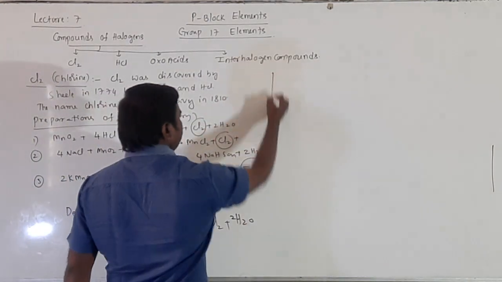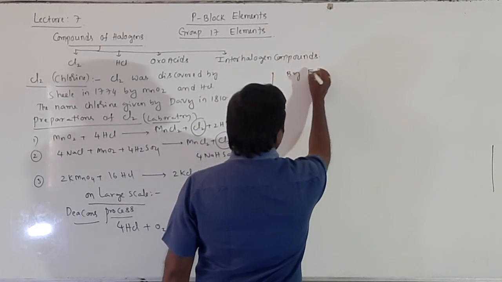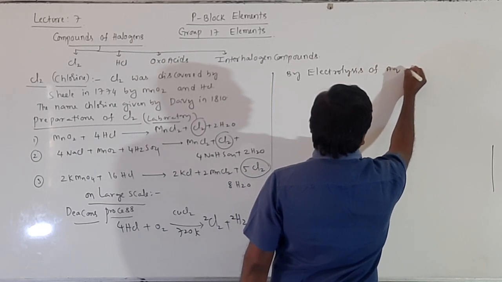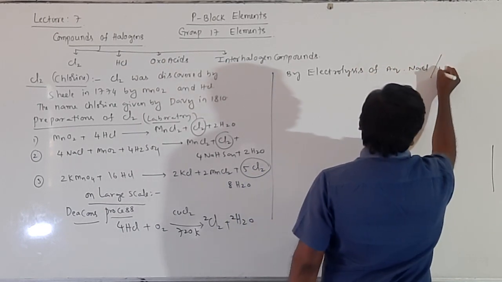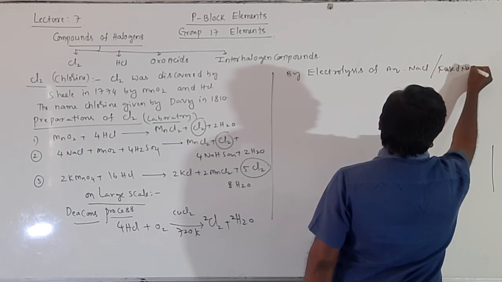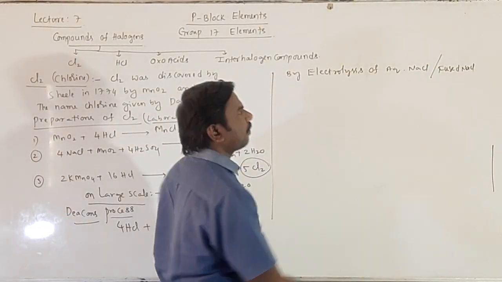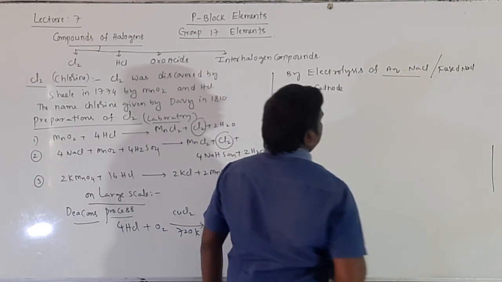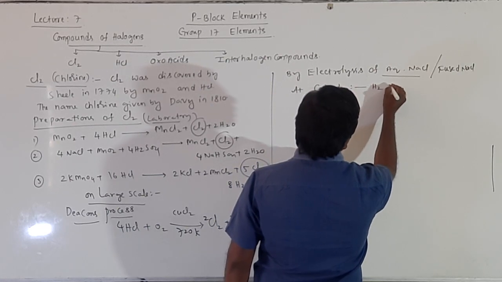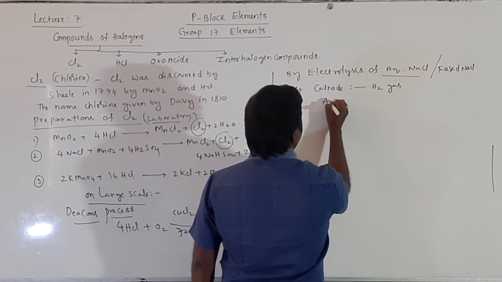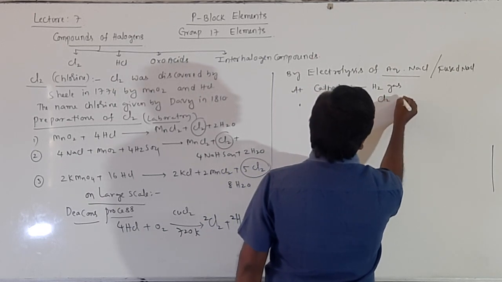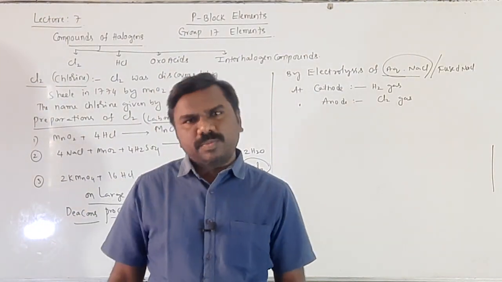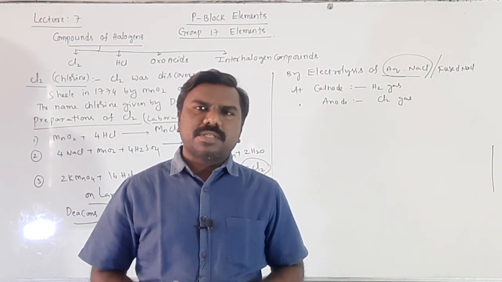By the electrolysis process also we can prepare chlorine, by electrolysis of aqueous NaCl or fused NaCl. With aqueous NaCl on electrolysis, hydrogen gas is liberated at the cathode and chlorine gas is liberated at the anode, right. These are the preparations of chlorine.